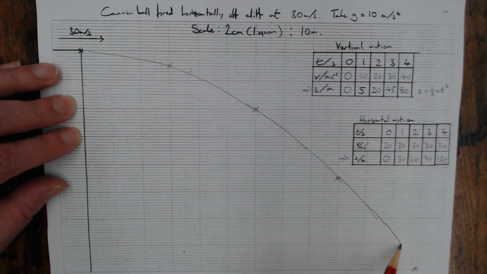It is important that it's a nice smooth curve, so I've done it wrong. My pupils do it a lot better than this. There we are. Nice. It's clearly a curve. What sort of a curve is it? It's a parabola.